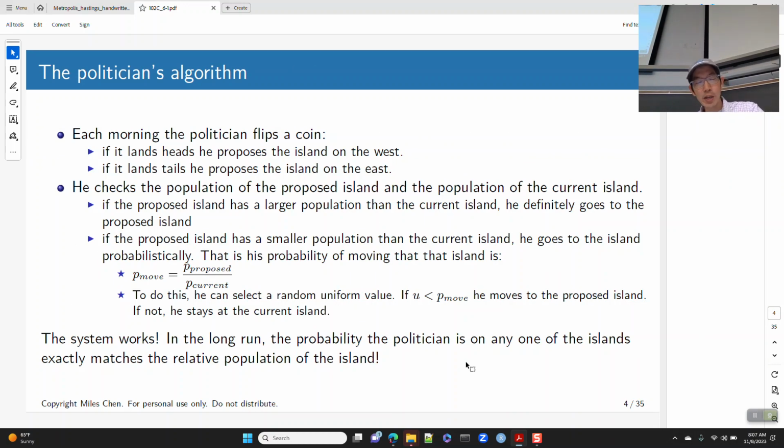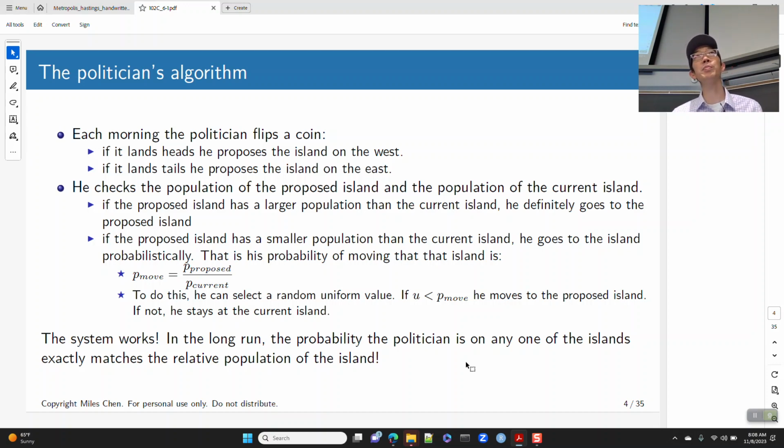After he proposes an island, he checks the population of the proposed island and the population of the current island. If the proposed island has a larger population than the current island, he will definitely go to the proposed island. If the proposed island has a smaller population than the current island, then he goes to that island probabilistically. He calculates the probability of moving there, which is the ratio between the proposed population and the current population.